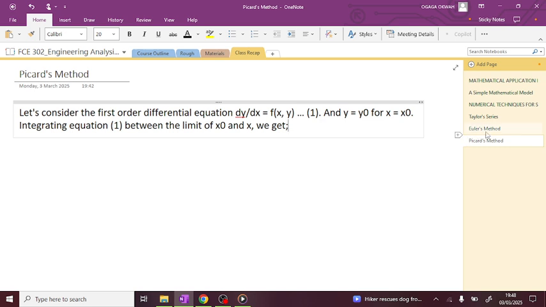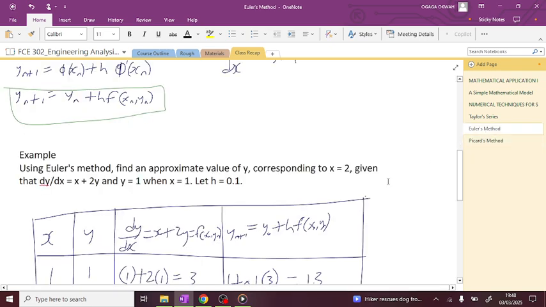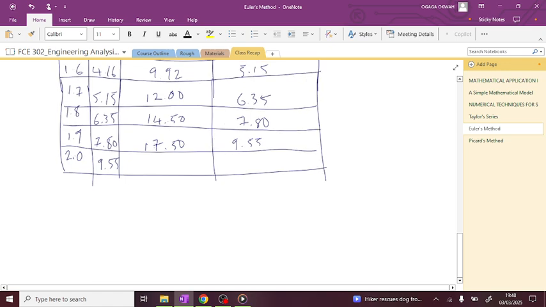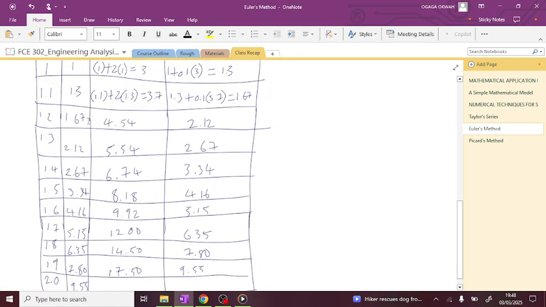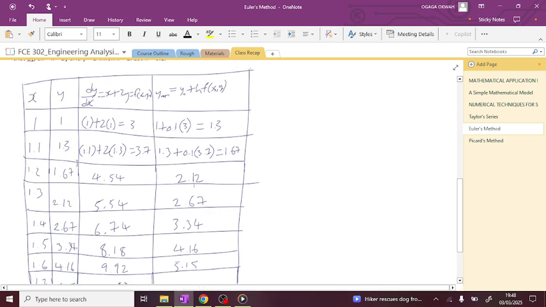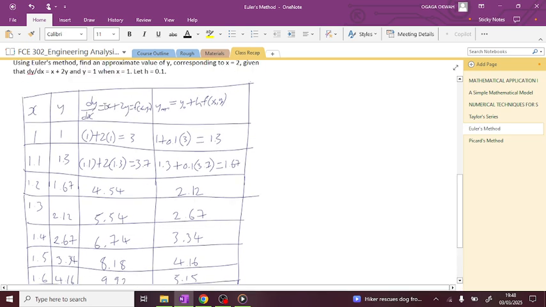I said we should just complete the table, so I have the complete table here to show to us. This column is for dy dx. Of course, you can watch the video to see how we got this first part.